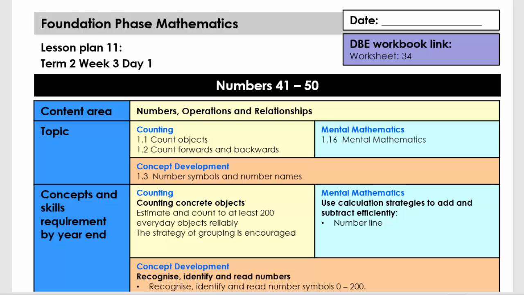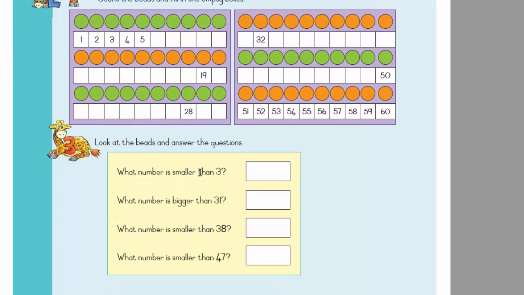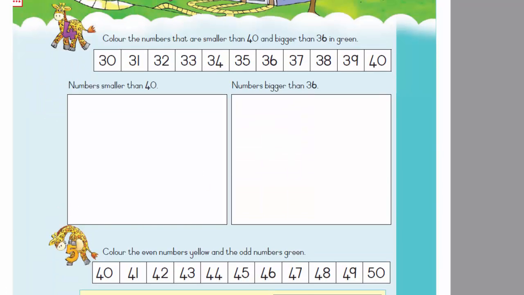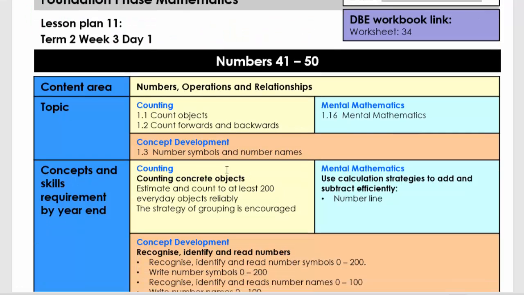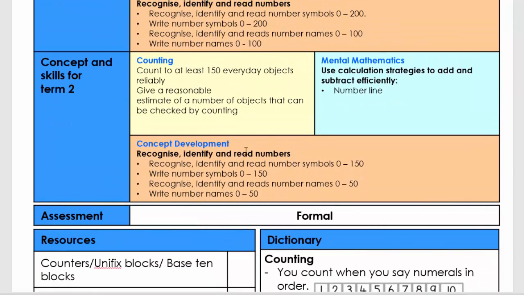Good day, everybody. Today we're going to do lesson plan 11, grade 2, term 2, and the topic is numbers 41 to 50. It also links to the DBE worksheet number 34. Quickly going to scroll and show you the worksheet, and then we're going to go back to the lesson plan. Here you can pause and then you can see how it links to the CAPS.